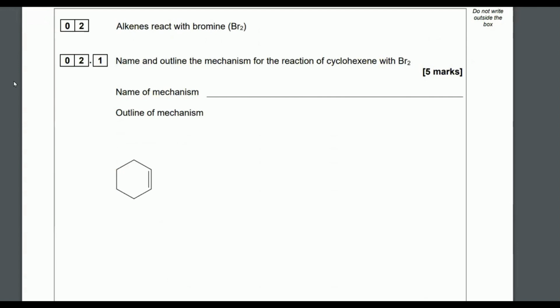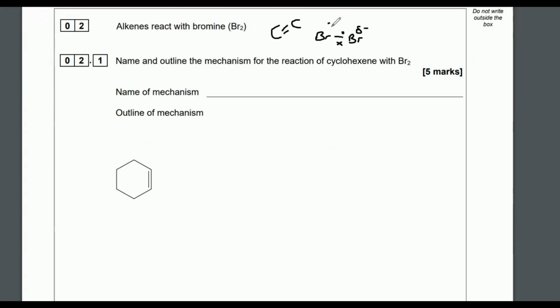Right, moving on to question 2. Alkenes react with bromine, Br2. Name and outline the mechanism for the reaction of cyclohexene with bromine. So this is a 5 marker. They want the name of the mechanism and then they want the outline of the mechanism. So essentially, think about alkenes. They have an electron rich or an electron dense region, which is where we have the double bond.